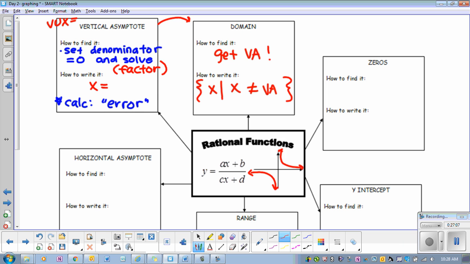All right, so now let's talk about the zeros. And the zeros, remember, you have a bunch of other names for it. So we could also call this the x-intercept. We could call this the roots. Or we could call this the solutions. Now, how do we find this? Well, set your numerator equal to 0 and solve.